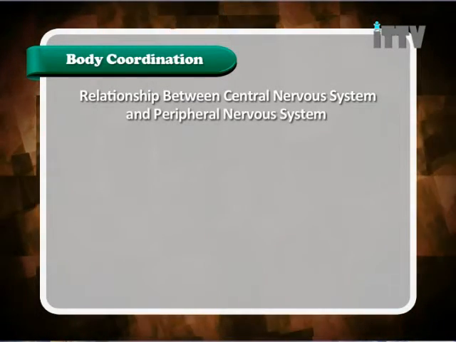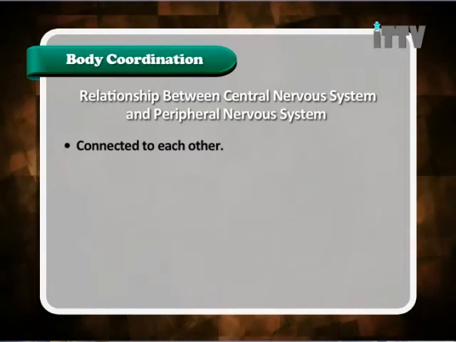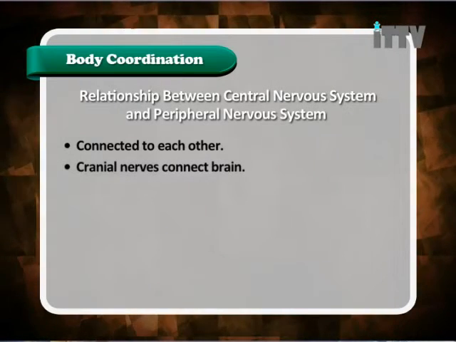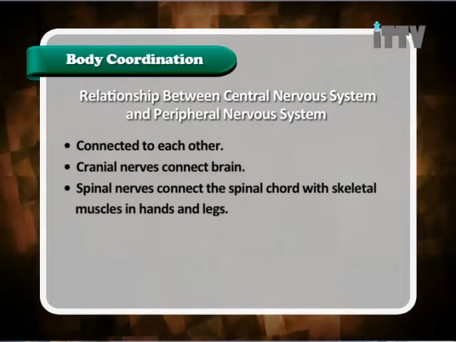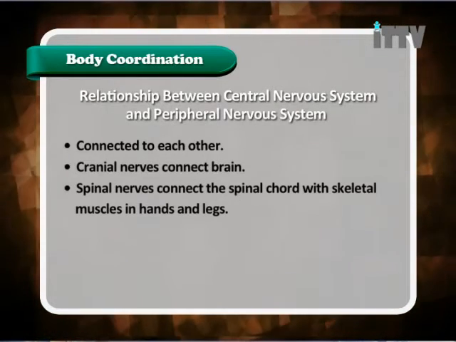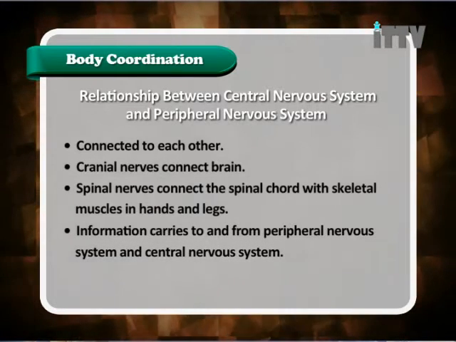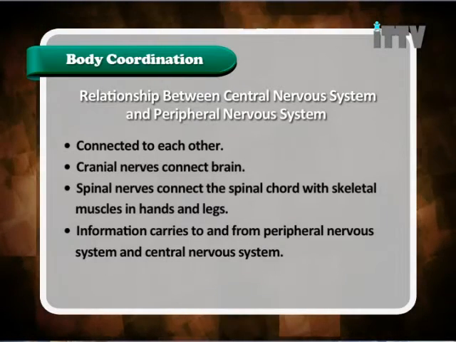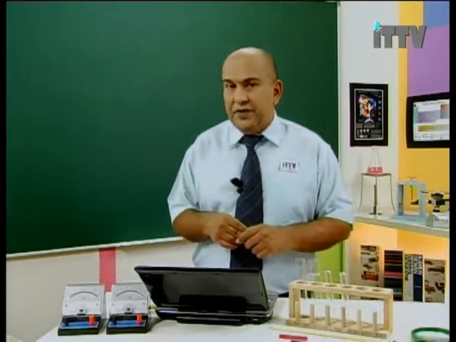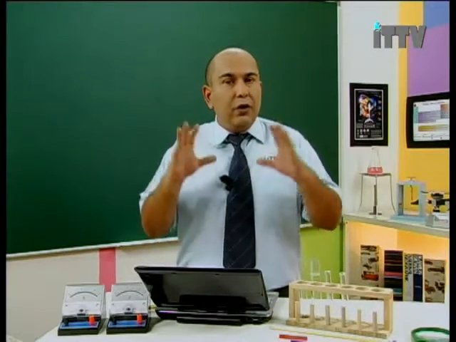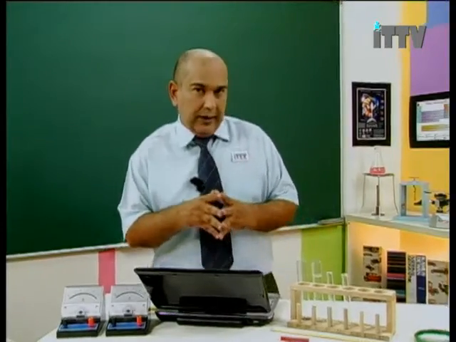Relationship between central nervous system and peripheral nervous system. They are connected to each other. Cranial nerves connect the brain. Spinal nerves connect the spinal cord with skeletal muscles in the hands and legs. Information is carried to and from the peripheral nervous system and the central nervous system. So these are the main nerves. Now let's go up to the board and have a look at how these two systems are interconnected and work together.